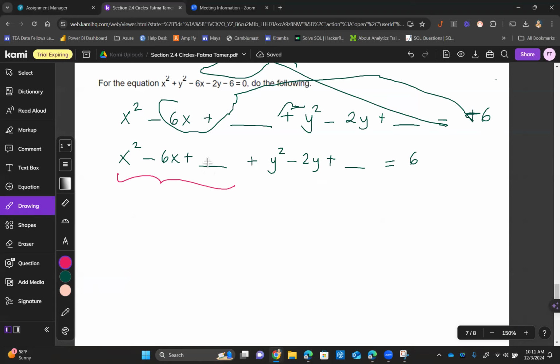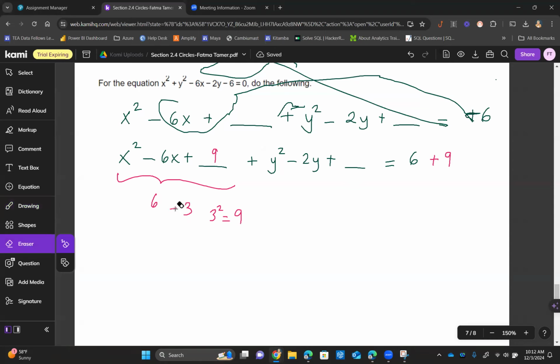So the way we're going to find the missing numbers here is we will always take this number in the middle and cut it in half. So 6 divided by 2 is 3. Then we square this number, which creates a 9. I will need a 9 here to make this a perfect square trinomial. Since I put a 9 into the equation from nowhere, to balance it, I have to add the same number to the end of the equation. So that's how we always make these a perfect square trinomial.